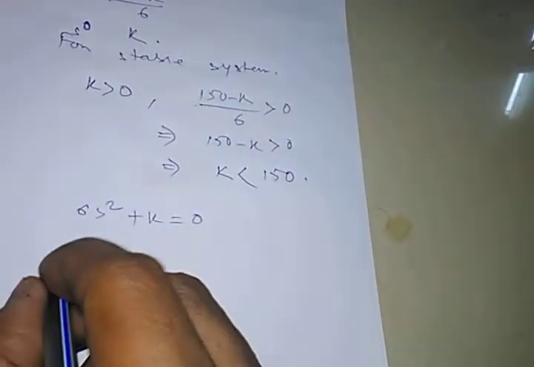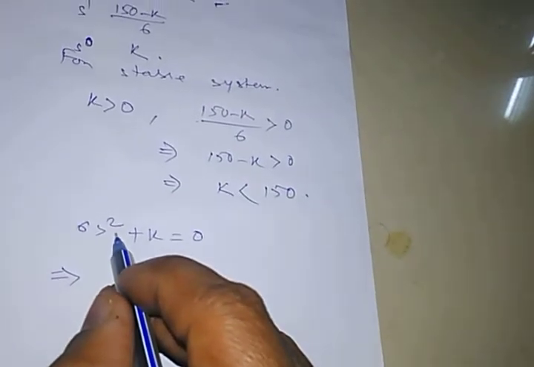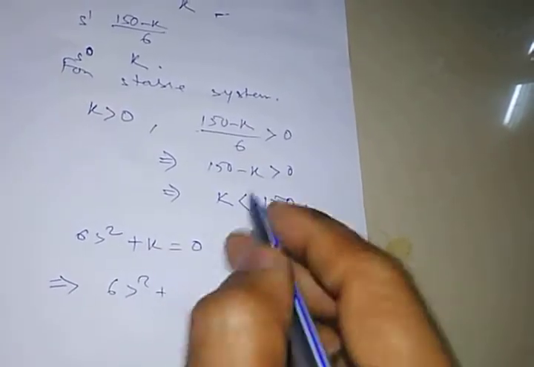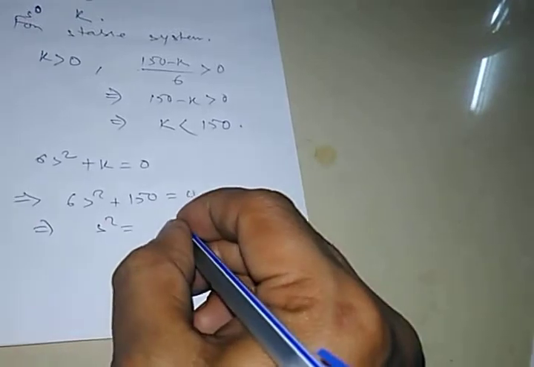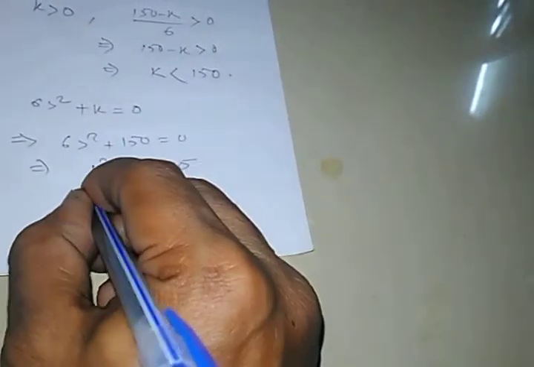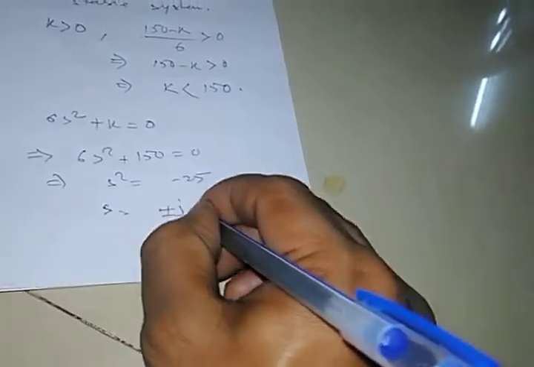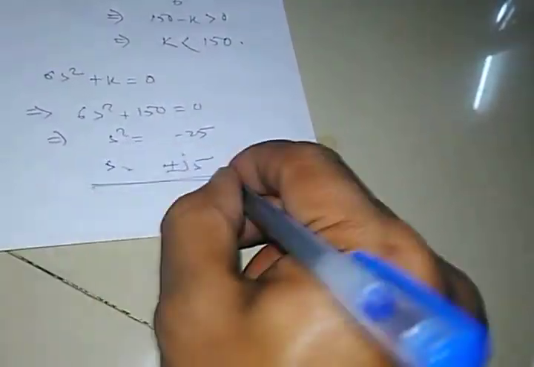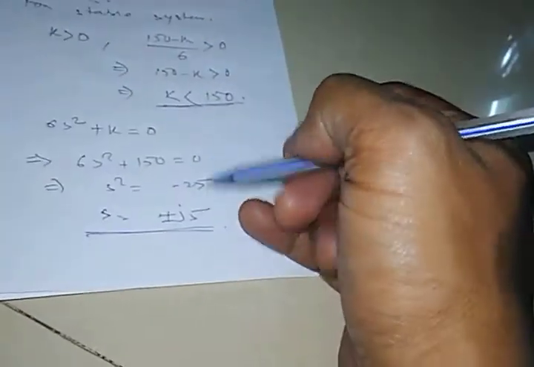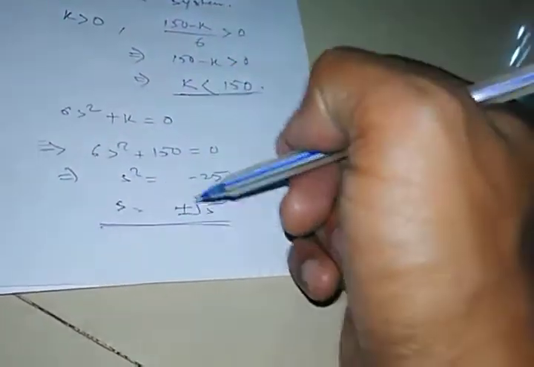Finding the solution, with k equal to 150, 6s square plus 150 equals 0. This implies that s square equals minus 25 and s equals plus or minus j5. So these are the solutions for the imaginary axis crossover point. At k equals 150, the root locus branches cross the imaginary axis at s equals plus or minus j5. And the next point, actually the last point, will be point number 9.